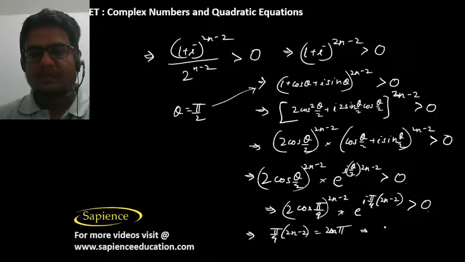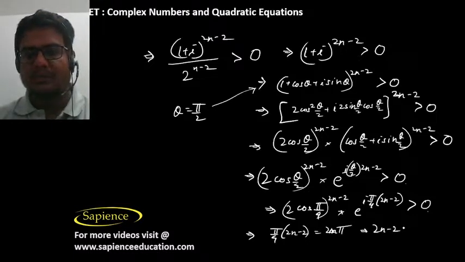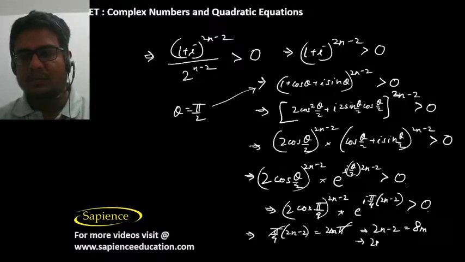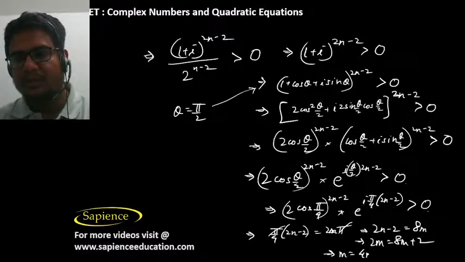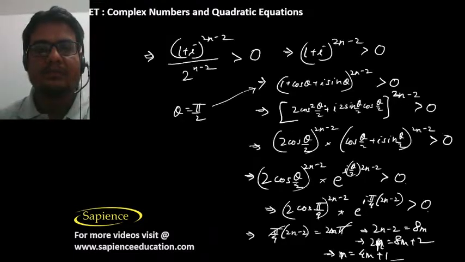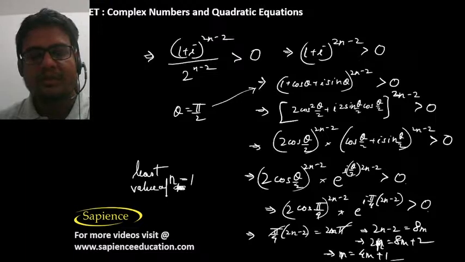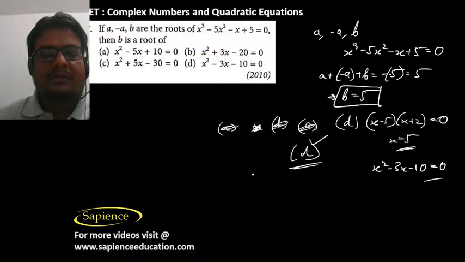Means that 2m pi. It means 2n minus 2, pi will cancel. That should be of the form 8m. The form 8m. So 2m should be of the form 8m plus 2, or m should be of the form 4m plus 1. Means n should be of the form 4n plus 1. Means the least value of n should be 1. So the least value of n is 1.